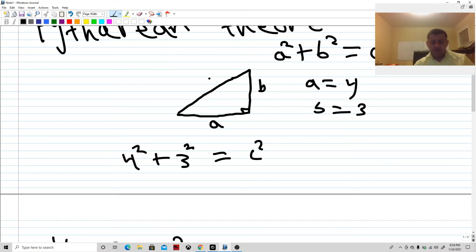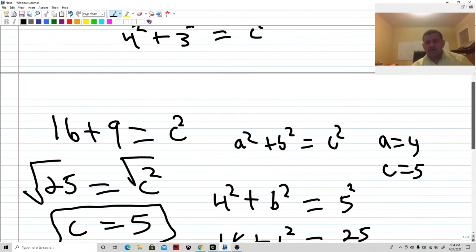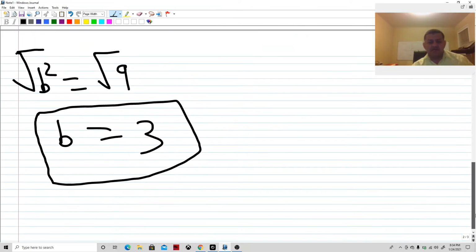So somebody says, what is the hypotenuse? So you do this and you find the C, right? So you can say that A is 4, B is 3, and C equals question mark, right? And you do that and you find the values of whatever sides are missing, right?